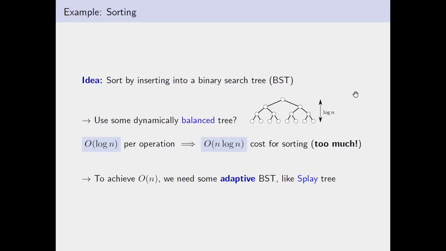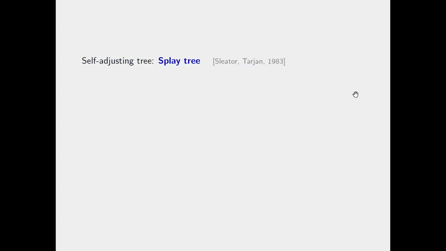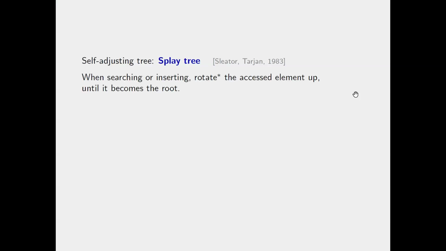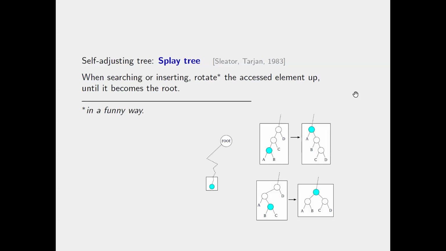Something maybe similar to, I don't know if people are familiar with this splay tree data structure, which is kind of an adaptive binary search tree. So maybe something like that could be helpful. So what is a splay tree? A splay tree is a binary search tree where if you search a key or you insert something, then you move it up to the root in a funny way. There are these double rotations. I will not get into the details of this.